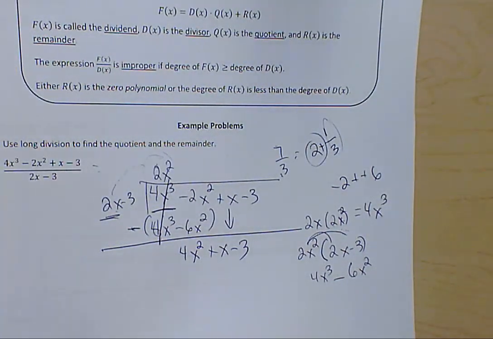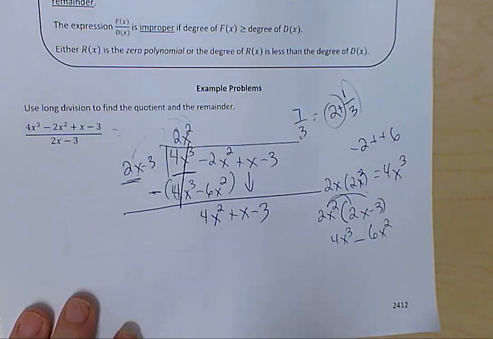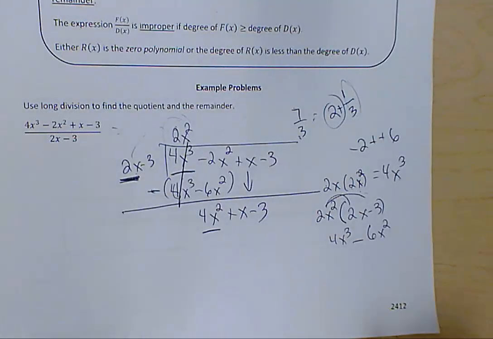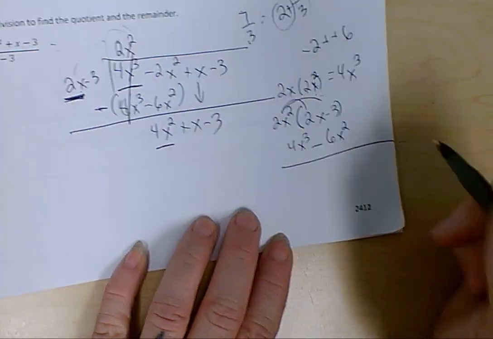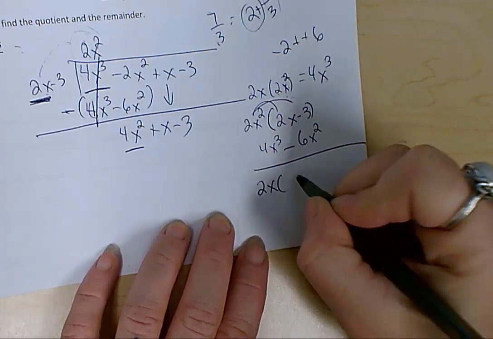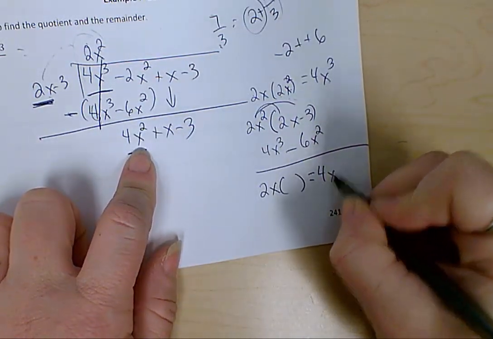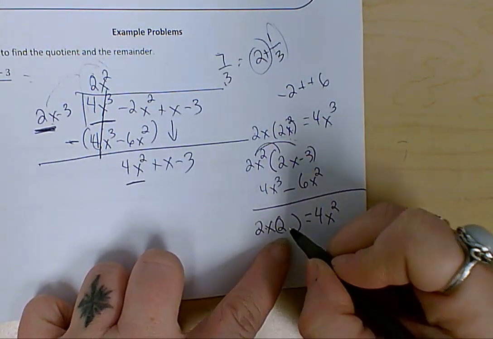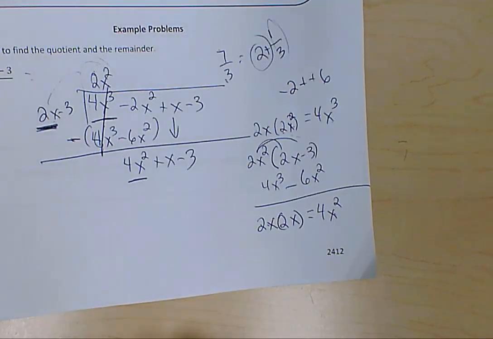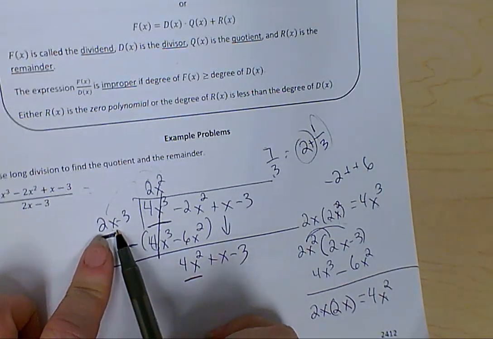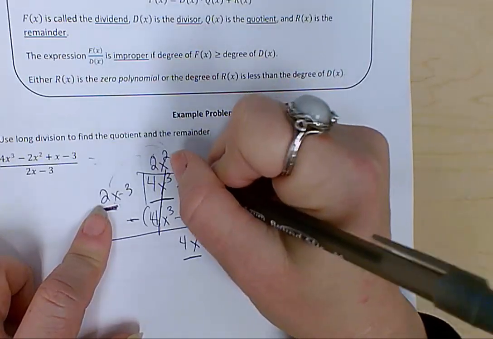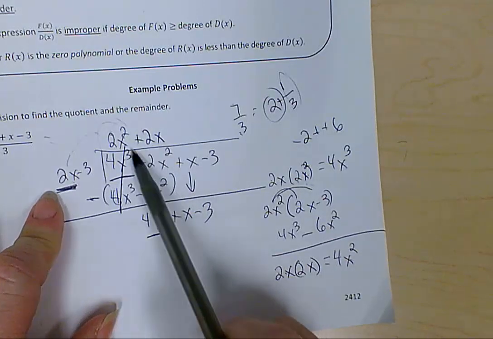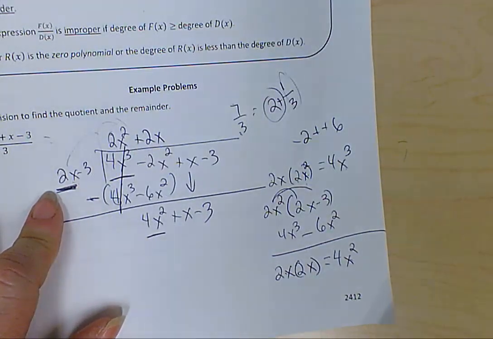Now we're ready to divide again. We look at our leading terms again, so we're still looking at a 2x over here, and now we have a 4x squared. 2x times what is going to give us 4x squared? Well, 2 times 2 is 4, and x times another x gives me x squared. So I'm going to say that 2x goes into 4x squared 2x amount of times. And it's positive, so we can stay positive here. There's no need to put a minus sign there.